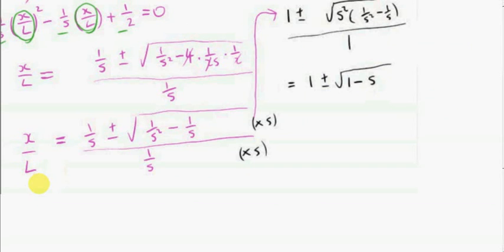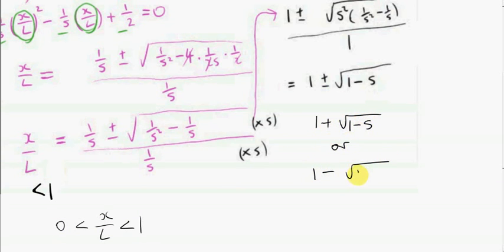Now, x over L is a fraction that's less than 1. But it's also positive, of course. x is a positive number, L is the length of the rod, they're both positive, so it's a number that's actually between 0 and 1. So if we go up here, we've a choice of solutions for x over L. We could have 1 plus the square root of 1 minus s, or we could have 1 minus the square root of 1 minus s. Now the square root of 1 minus s is going to be some positive quantity, because the sign of the square root is taken care of by the plus or minus.